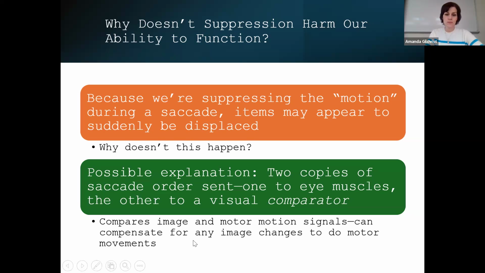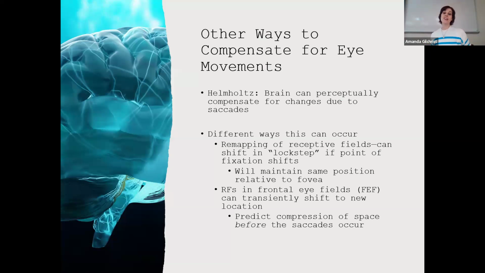All right, so there are some other ways that we compensate for different types of eye movements. This was something that Hermann von Helmholtz actually looked at. In case you don't remember that much about Helmholtz, he's one of the people responsible for the trichromacy theory of color, that our perception of color is based on the combination of three different lights: red, blue, and green. And Helmholtz said that your brain can compensate for changes that you notice in the visual environment due to the saccades you make.